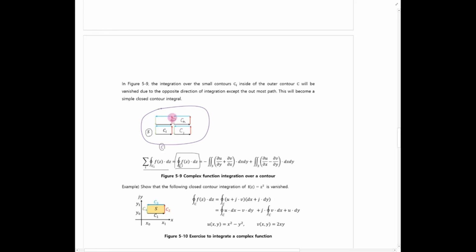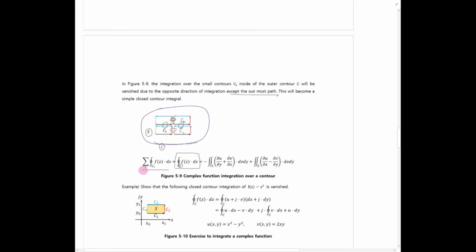Inside the integration, one is in a positive direction and another is in the opposite direction, so the integrations of the inside will cancel each other out. Only the path terms remain. All the inside terms are cancelled out because of the integration directions.